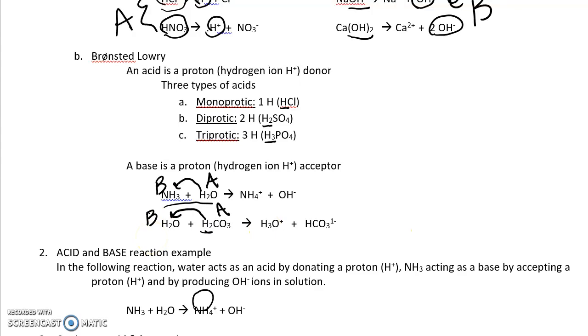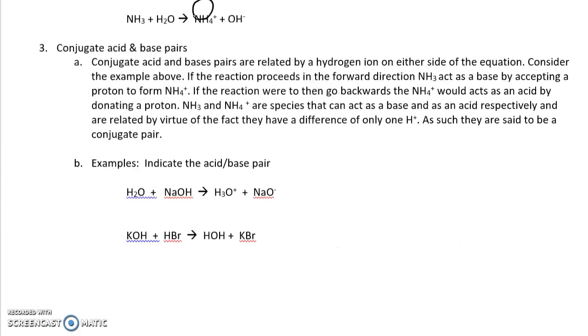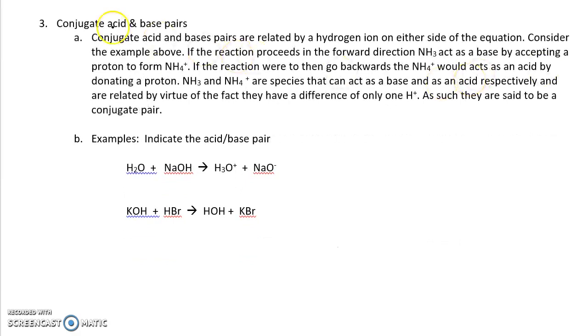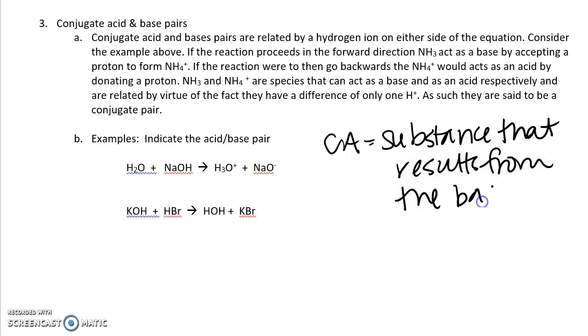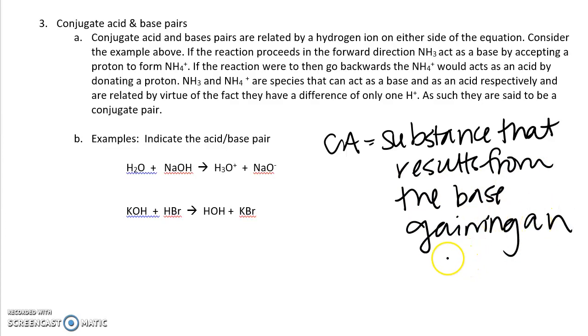Now we're going to look at some examples here of an acid-base reaction in general to try to figure out what these things called the conjugate acid and conjugate base pairs are. So you're looking for the acid and then the base, and once you find that, the conjugate acid, which we're going to label CA, is the substance that results from the base gaining an H.